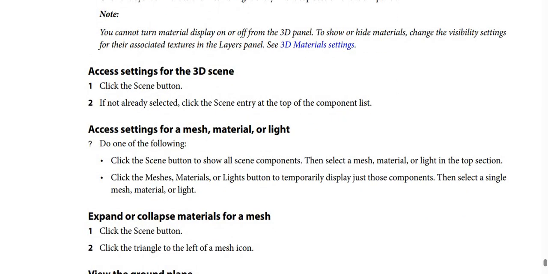And how to access settings for the 3D scene? How to access settings for the 3D scene? We have two steps only. Step number 1, you should click the scene button firstly. Step number 2, if not already selected, you should click the scene entry at the top of the components list.